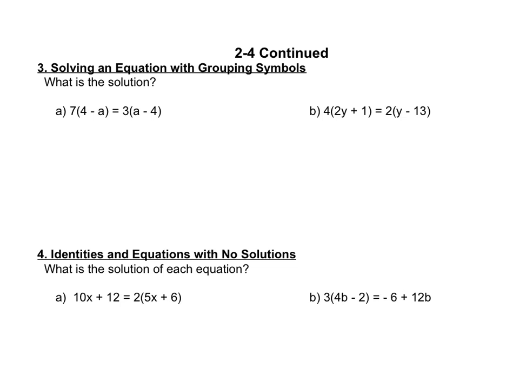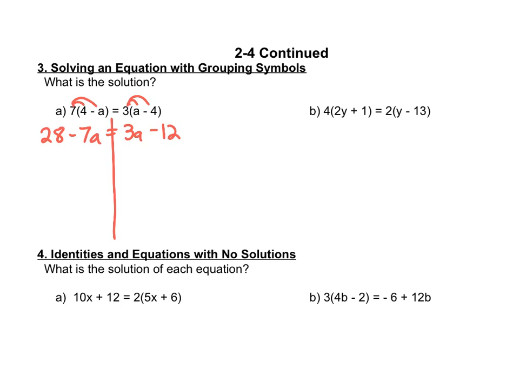Now we've got some equations with grouping symbols, all right? So I'm going to do one, and then I'm going to have you try one on your own. So in example 3 here, part A, I would simplify both sides first. On the left-hand side, I would distribute 7. So this becomes 28 minus 7a equals, I'd multiply through, 3a minus 12.